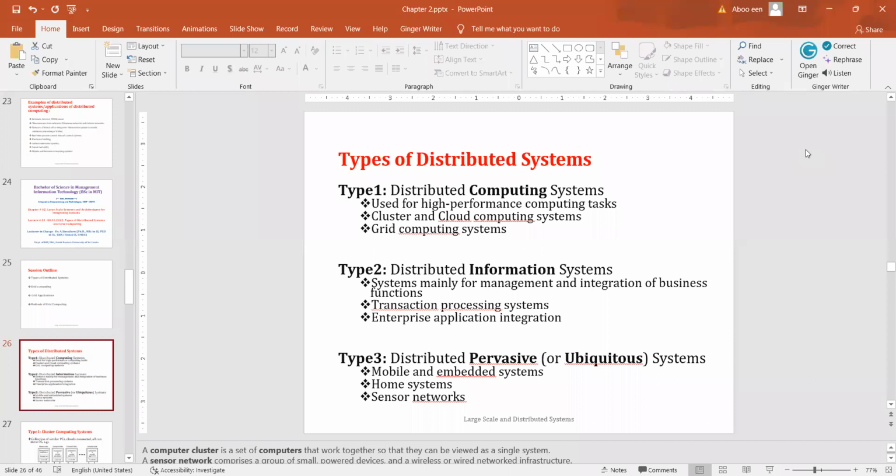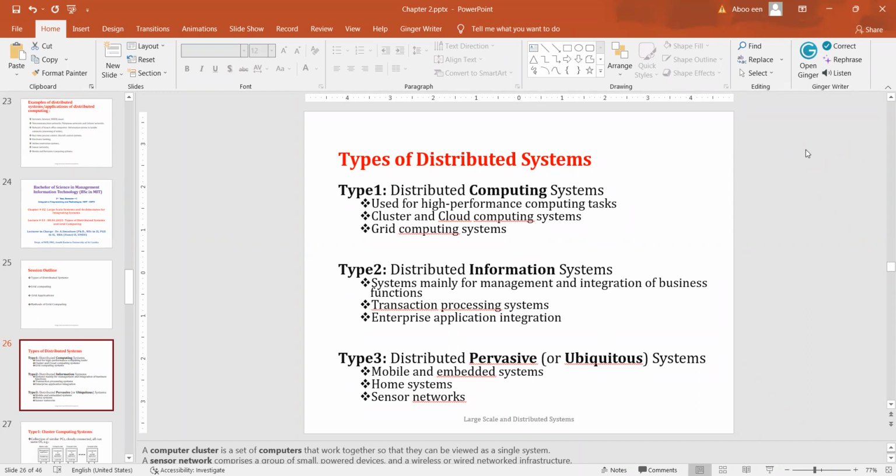Any other idea? Okay. Grid computing means a collection of unutilized computing power, computing cycles, or storage capacity to accomplish a task, to utilize that computing power. In a later part of this session, we are going to discuss grid computing in detail.